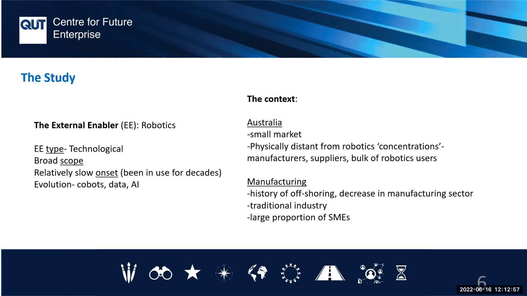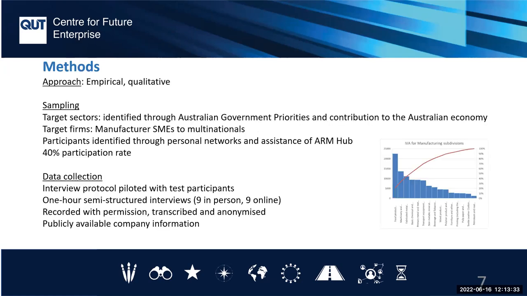Our context is manufacturing in Australia. Australia has a small market. It's far away from the centres of robotics expertise and use. And manufacturing itself in Australia is in decline. Well, there are arguments that say that it's kind of having a turnaround. There's a lot of injection of funding and support from the government because it's so strategically important. It's a traditional industry, which means it has traditional attitudes and work practices, and a very large proportion of SMEs, not unlike many other industry sectors.